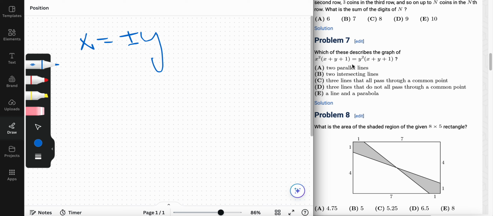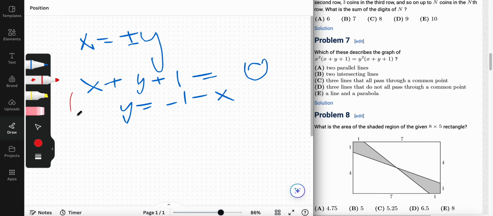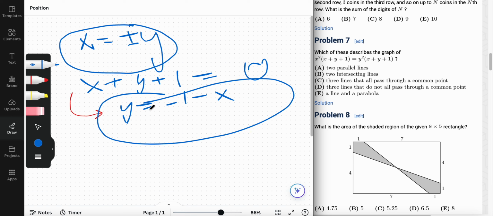Oh, wait, x plus y plus 1 can also equal 0, so that would also work, right? Okay, so I have x plus y plus 1 equals 0. And then, okay, so y is equal to negative 1 minus x, right? Okay, so I got this and I got this. I think that's it. Yeah, I think that's it.